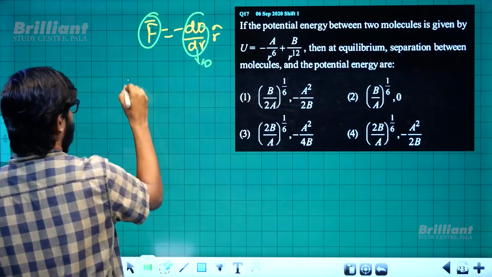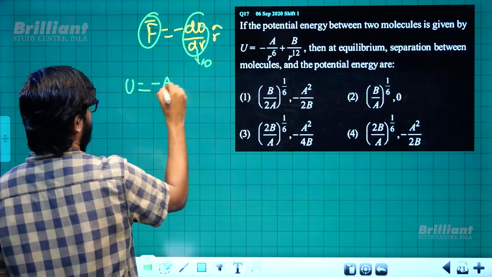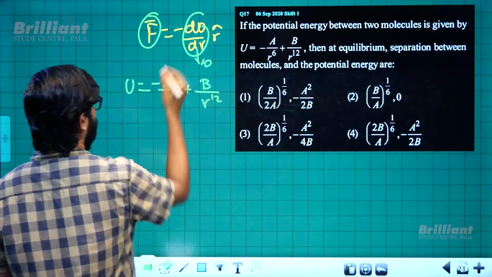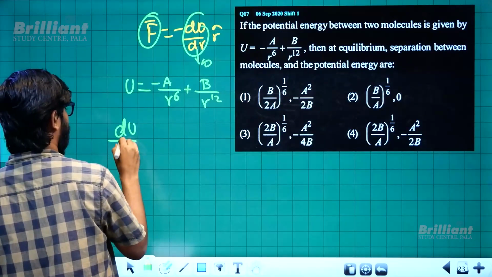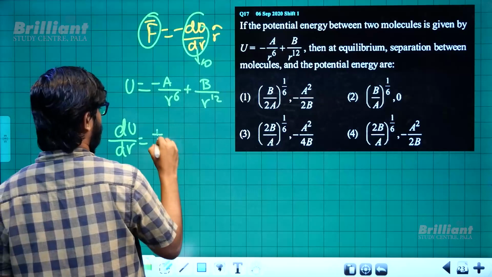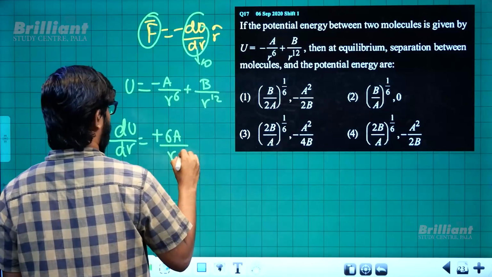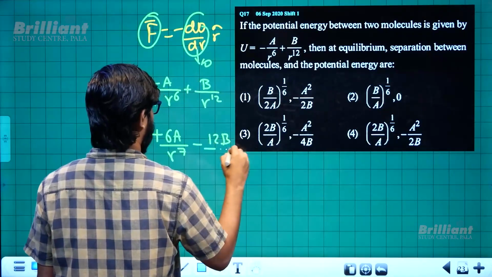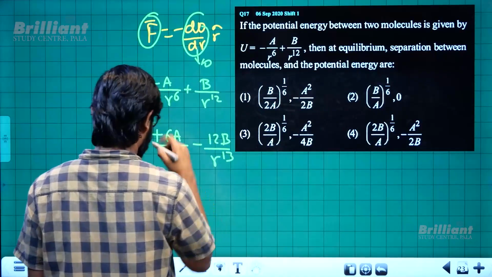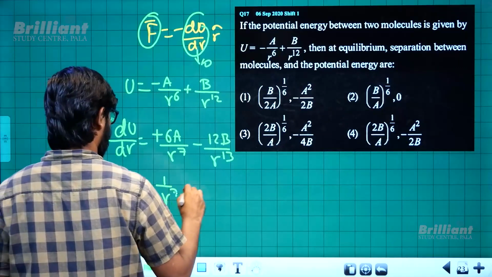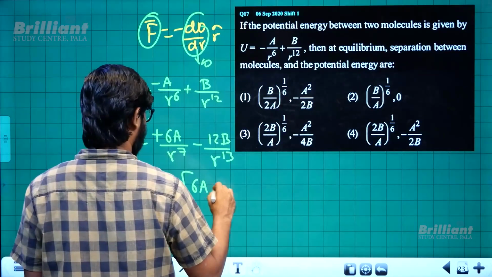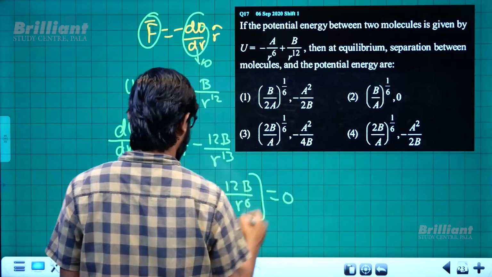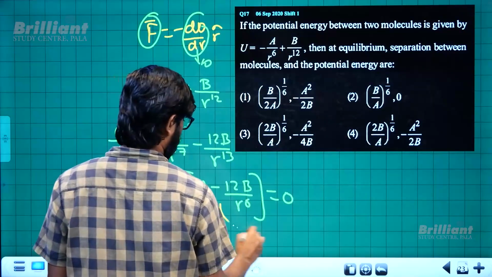Now I will be finding du by dr. u is given as minus a by r power 6 plus b by r power 12. I need to see where it will become 0. Du by dr will turn out to be 6a by r power 7 minus 12b by r power 13. From here I can take 1 by r power 7 common. I will be ending up with (6a minus 12b by r power 6) by r power 7. Now this has to be 0.